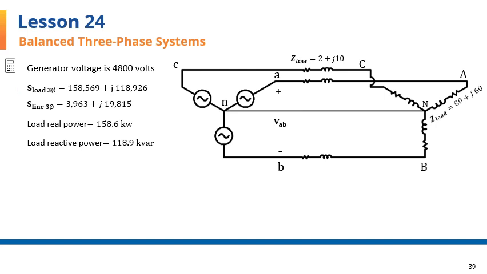The real parts of these complex powers give us the real or active power, and the imaginary parts give the reactive power. So for the load, the three-phase real power is 158.6 kilowatts. I just divided this by 1,000 to turn it into kilo. And also the reactive power of the three-phase load is 118.9 kilovars. And for the power loss of the line, we have 3.963 kilowatts of real power loss and 19.82 kilovars of reactive power loss.